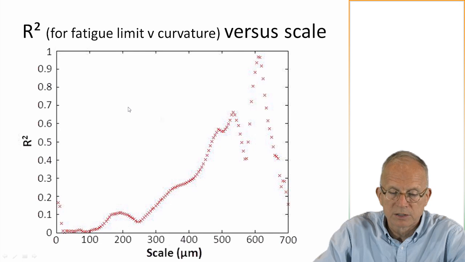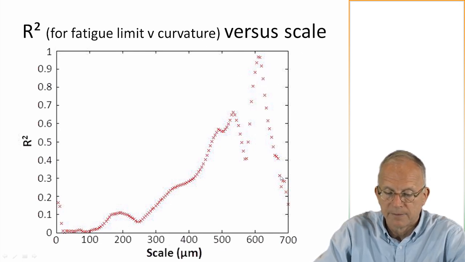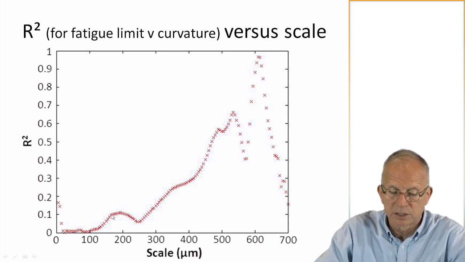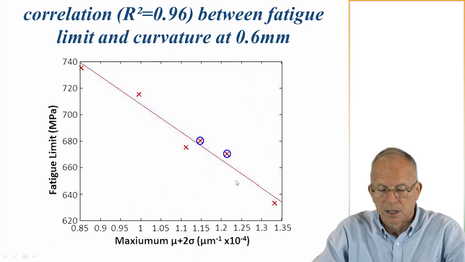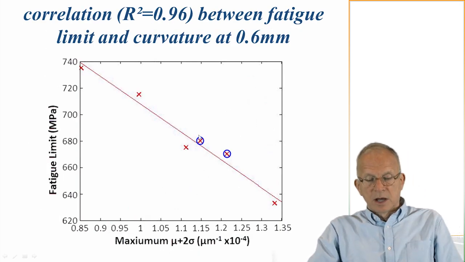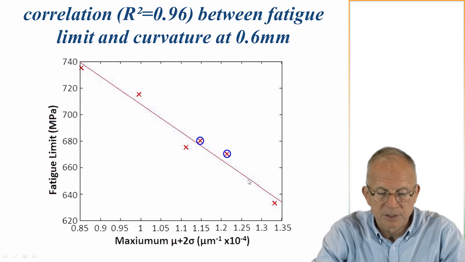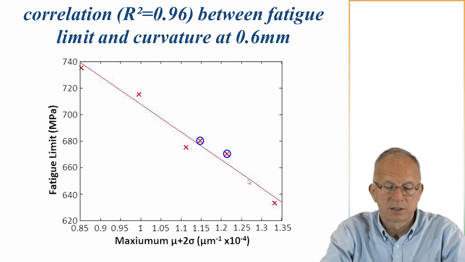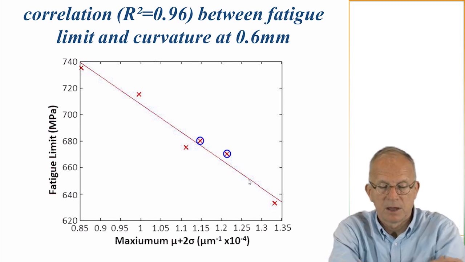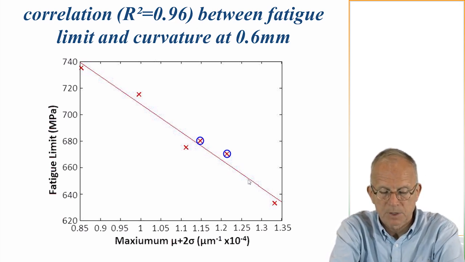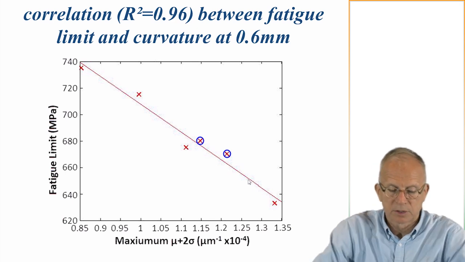So here's R-squared as a function of scale using the mean plus 2 standard deviations. So we can see there's a very narrow scale range where we get the highest correlation. It doesn't occur throughout. And so here are the two non-stress relieved, and they lie right on about the same line with the stress relieved. So it's interesting here, in this case anyway, that roughness sort of dominated the fatigue behavior more than stress relieving did.